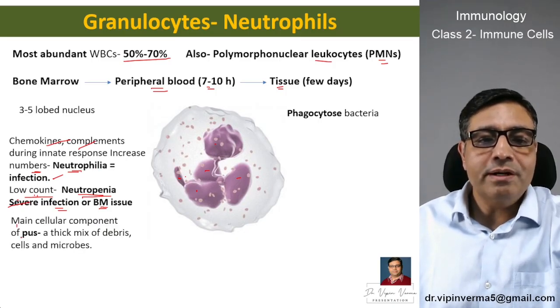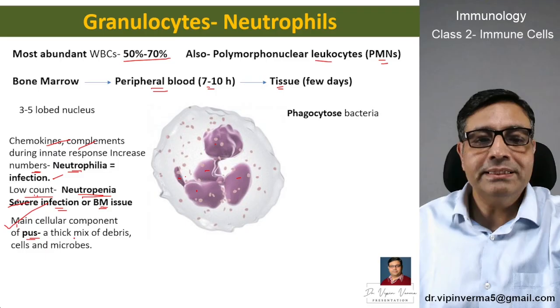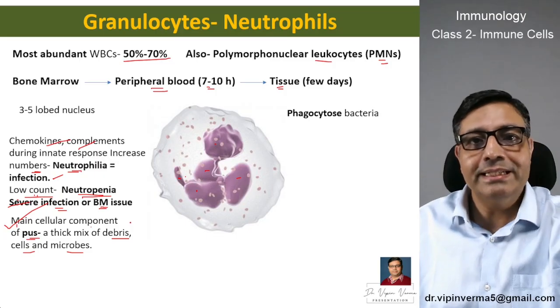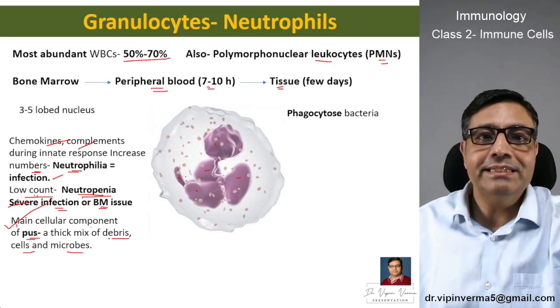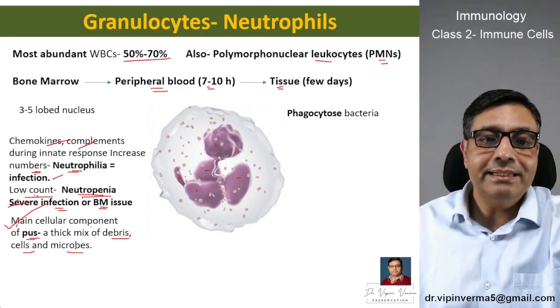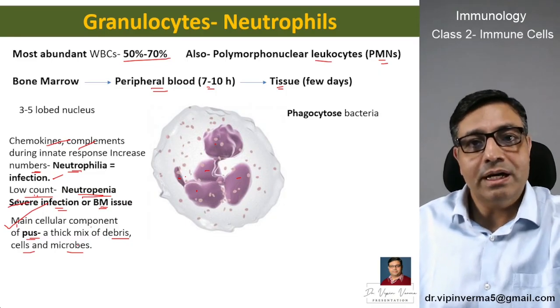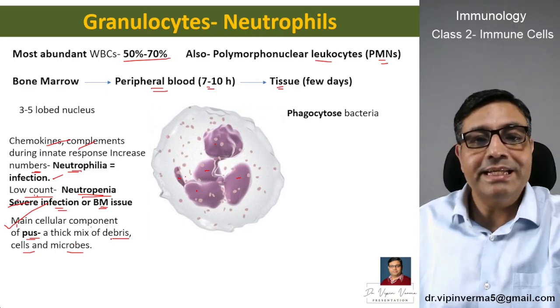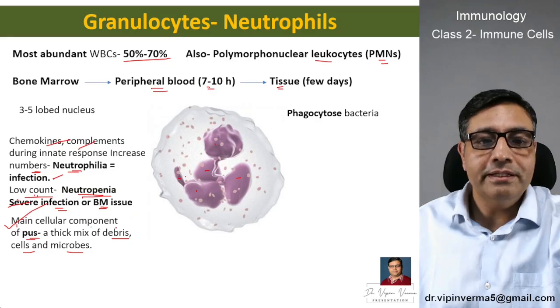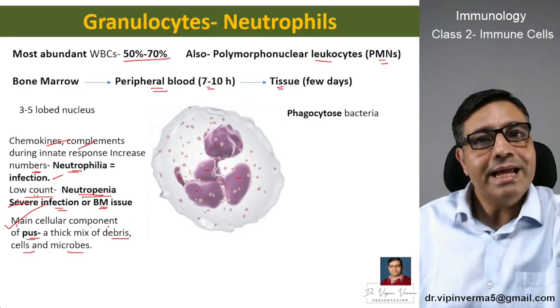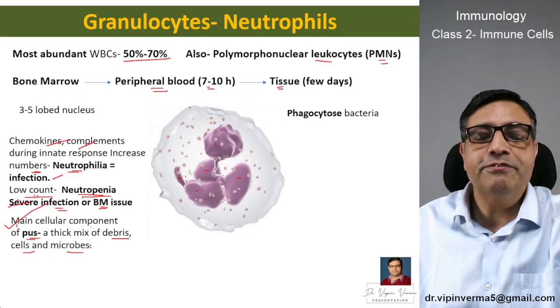They are the main cellular component of pus, and pus is a thick mix of debris, cells, and microbes. Whenever there is an infection, fighting goes on, and when the fighting is happening, definitely there are dead cells and some debris also, and then there are the microbes and the cells. Plus debris, they form a type of mix which is pale yellow, and under the skin you can usually find the pus formation, and that indicates that this is the site of the infection.